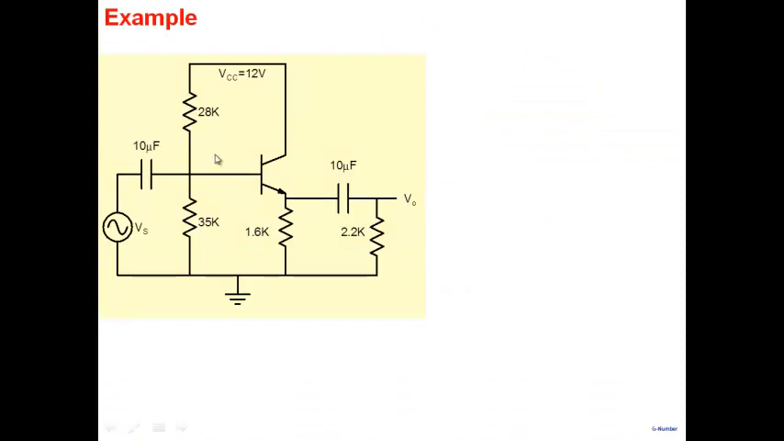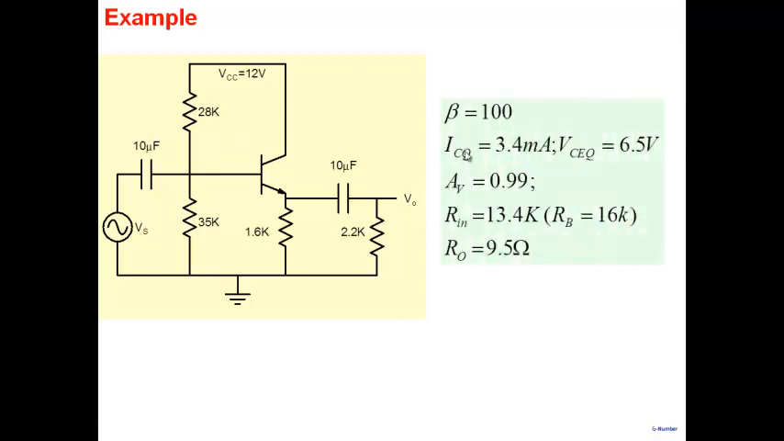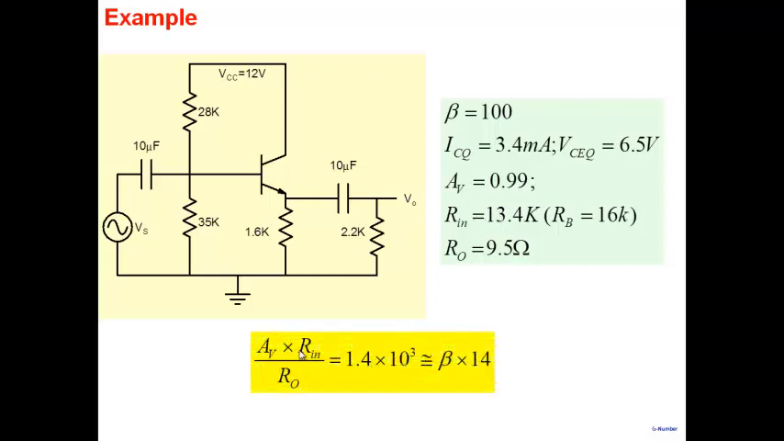Let me take you through some example here. So here is a common collector amplifier. Using the expressions, beta is 100, ICQ is biased at 3.4 milliamperes, VCQ is 6.5. Gain, note, using the expressions that you've derived, is 0.99, very close to unity. Rn is 13.4K and output resistance is 9.5 ohms. Very small output resistance, very large input resistance here. And now if I take this quantity here, AV Rn by R0, it turns out to be 1.4 into 10 to the power 3, which is equal to beta times 14.